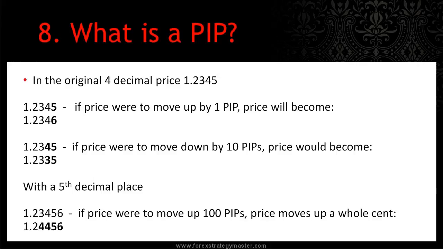So with a 5th decimal place, I'm going to take a look at 1.23456. There's 5 places after the decimal. If the price were to move up by 100 pips, now this would be a whole cent, what we're looking at is 1.24456. The 6, again, is the fraction of a pip, so it doesn't even count when it is involved in whole pip movements. So if we move up 100 pips, it goes from 1.23456 to 1.24456. This becomes easier as you get used to it.